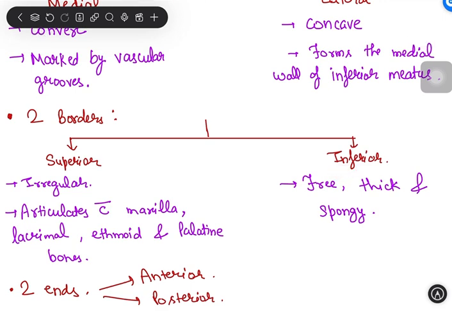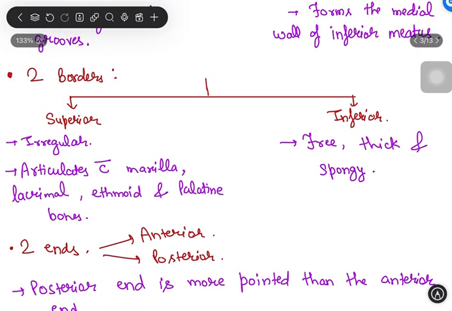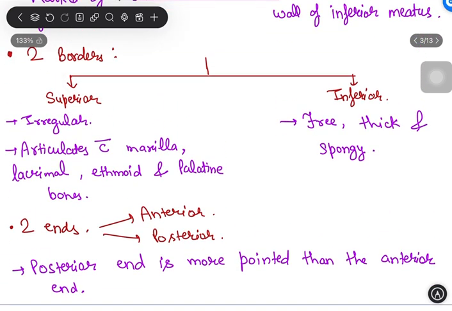The superior border is irregular and it articulates with the maxilla, lacrimal, ethmoid, and palatine bones, while the inferior border is free, thick, and spongy. And we have two ends in the inferior nasal concha, the anterior and the posterior. The posterior end is more pointed than the anterior end.